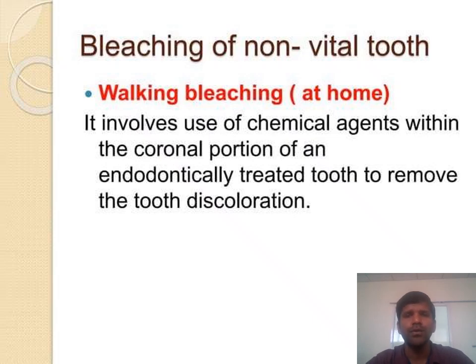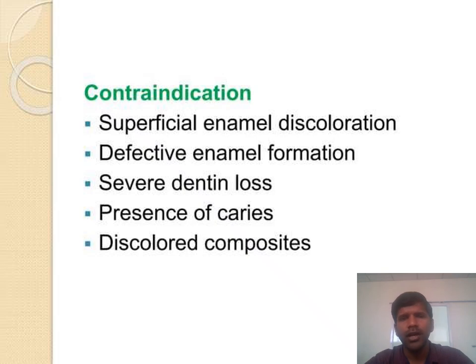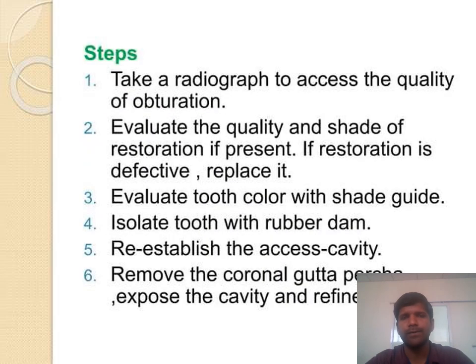Coming to the bleaching of non-vital teeth, we will see the walking bleach technique. It involves use of chemical agents within the coronal portion of the endodontically treated tooth to remove tooth discoloration. Indications are discoloration of the pulp chamber, dentine discoloration, and discoloration not amenable to extracoronal bleaching. Contraindications are superficial enamel discoloration, defective enamel formation, severe dentine loss, presence of caries, and discolored composites.